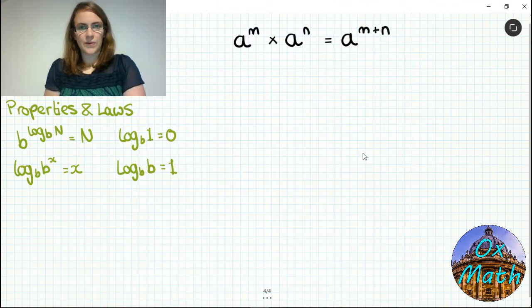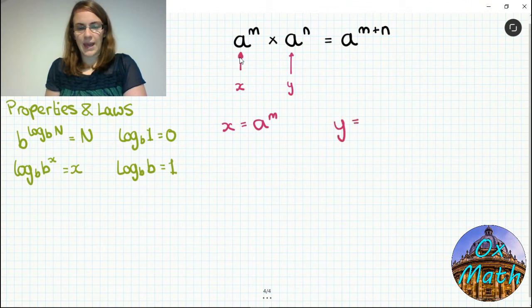Our first law of logarithms comes from the multiplication law of indices, which tells us that if you have two numbers multiplied together with the same base, you add the powers to get your combined power. So what we do is we first of all just let our first term equal x and our second term equal y. So we are calling a to the power of m x, so we're saying x equals a to the power of m, and we are calling a to the power of n y. So we're not changing anything, we're just putting some definitions in there.